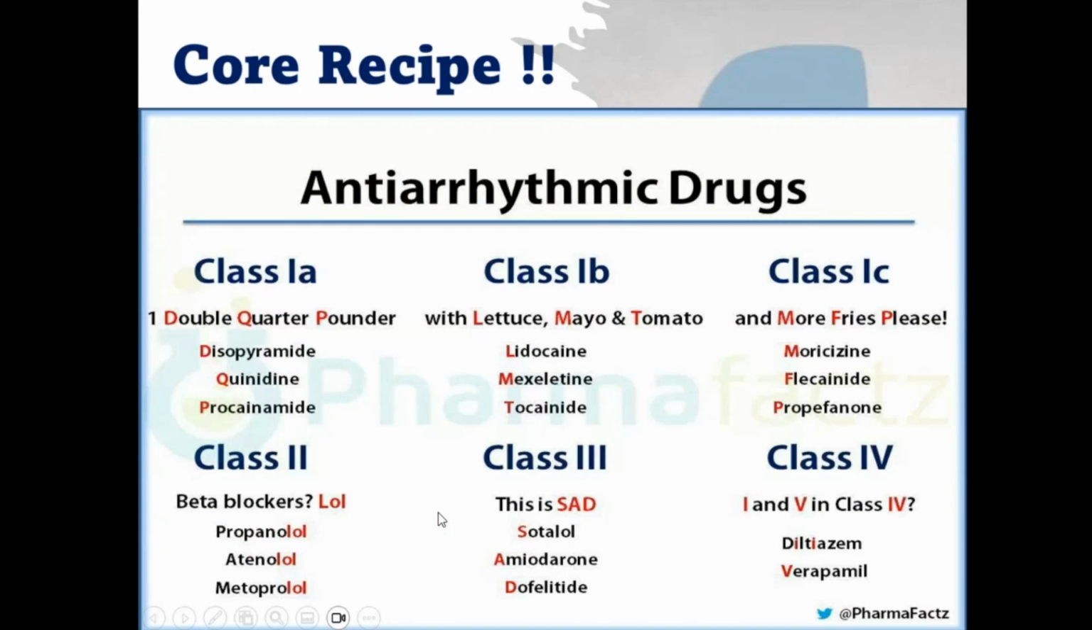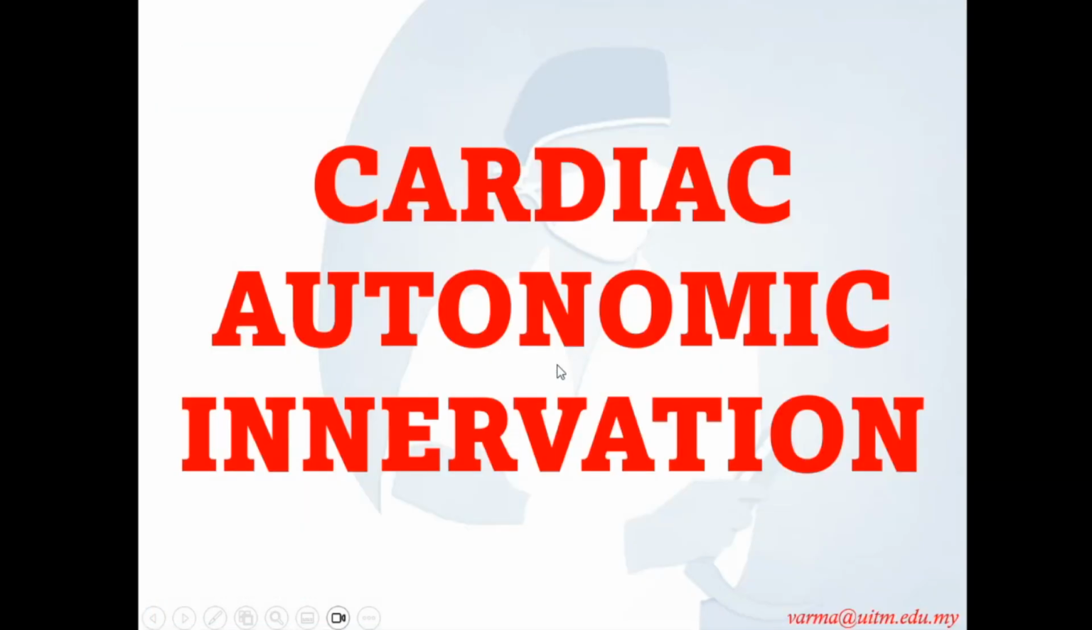So this is the core recipe, the antiarrhythmic classification that we have: class 1, class 2, class 3, and class 4. You have to know 1 or 2 examples for each class as well. So we'll come into it.